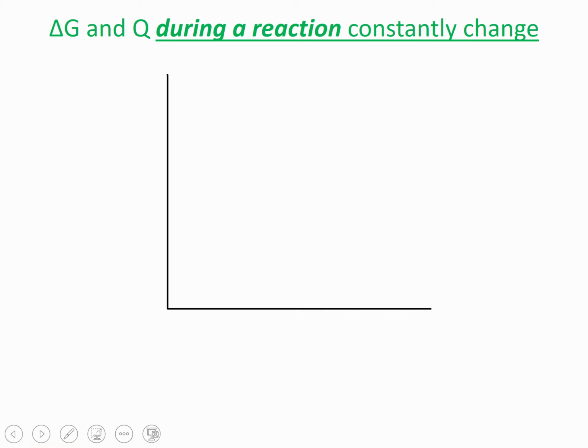As a result of that equation, let me write it again up here. The G non-standard equation: we have G standard plus RT ln of Q. Then you get the following graph. So this is free energy, or G non-standard.